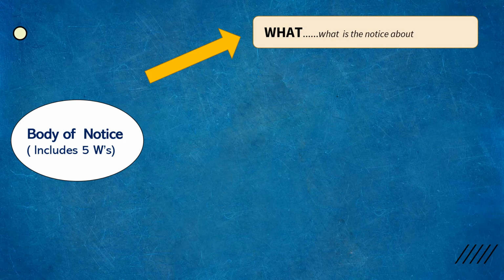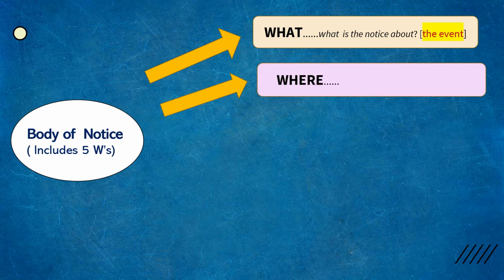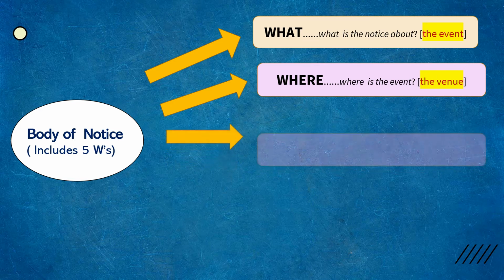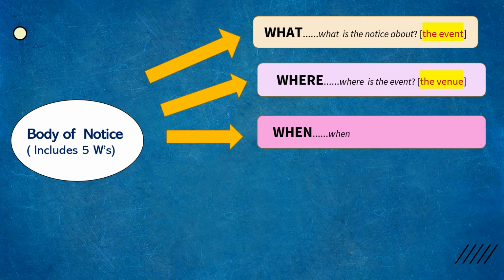Let's see them. First is what. It should clearly tell what the notice is about. The next word is where. It should give all details where the event is going to be held. Here, you should give the details of the location or the venue. Next comes when. It should include the details of when some event is going to take place. Mention the details of time so that people can make their plans accordingly.